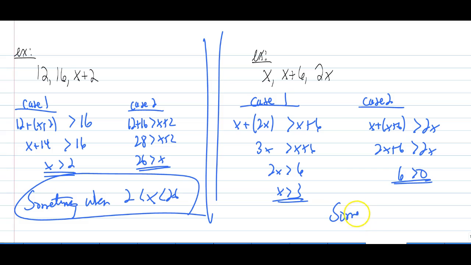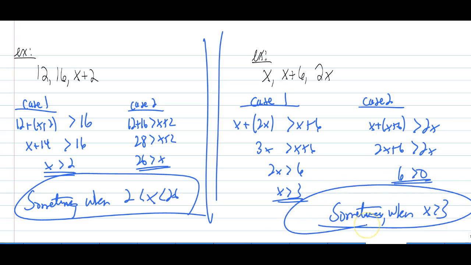So our answer this time is going to be, sometimes when x is greater than 3. As long as x is greater than 3, it's going to make a triangle. We can check that. Let's try something that doesn't have an x value greater than 3, like 1. If x is 1, this length is 1, this length is 7, this length is 2. Well, 1 plus 2 is not greater than 7. We didn't expect it to make a triangle, and it doesn't.